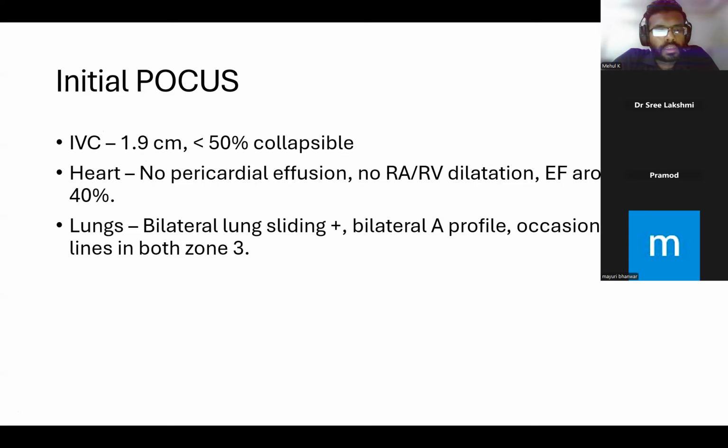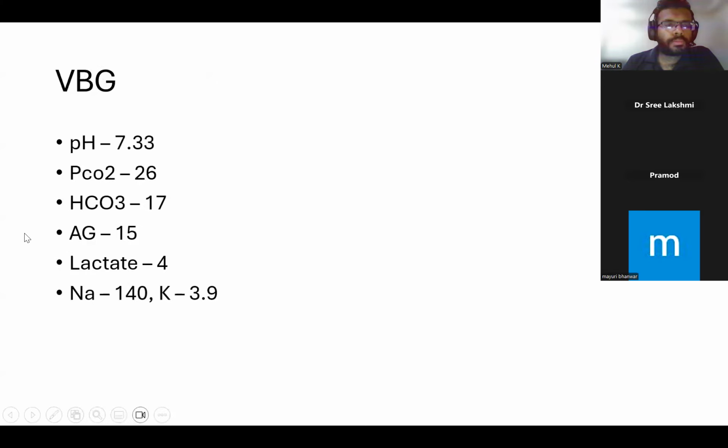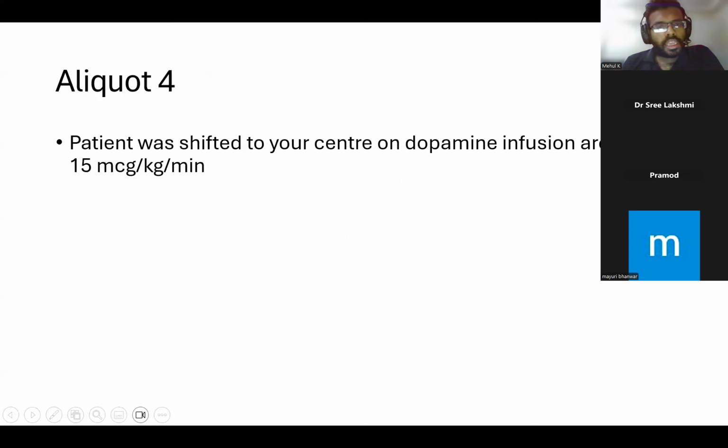Heart is grossly, there's nothing very alarming here, but EF is not exactly normal, somewhat reduced, around 35 to 40%. Lungs are fine, nothing grossly abnormal there, except some occasional B lines in zone 3. If you're looking at the blood gas, patient is having a metabolic acidosis. She is compensating. Anion gap is around 15. Lactate is a little bit high. And patient was shifted here on dopamine infusion. Let's just assume the RPOC ultrasound was done and it was negative.